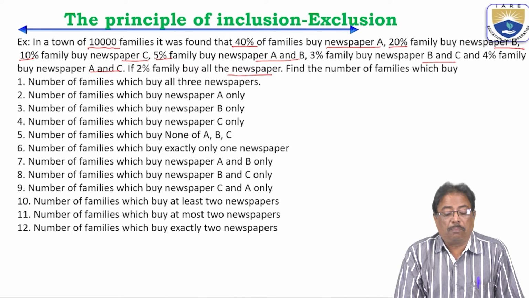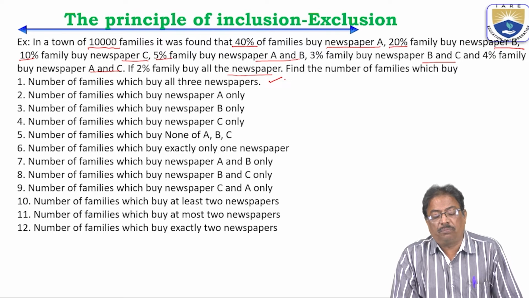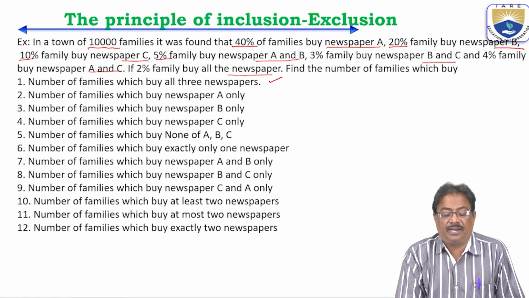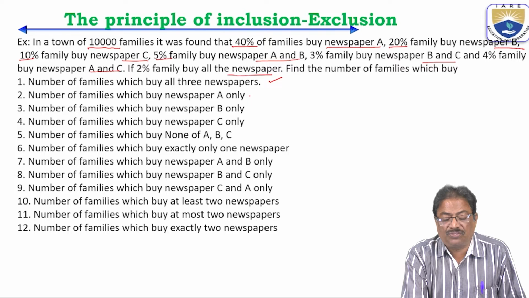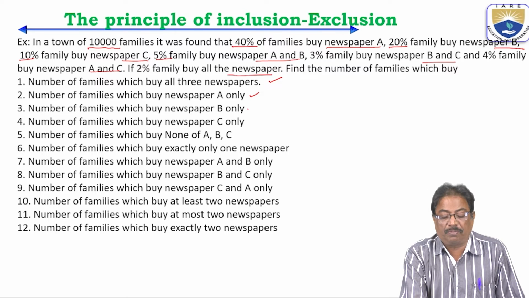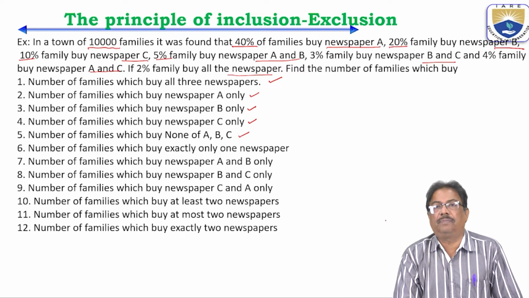the number of families. One is the number of families which buy all three types of newspapers, and next the number of families which buy only newspaper A, next newspaper B, newspaper C, and the number of families which buy none of these newspapers A, B, C.